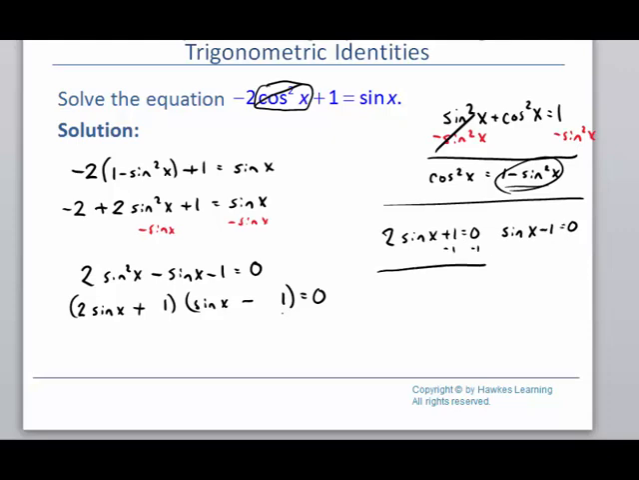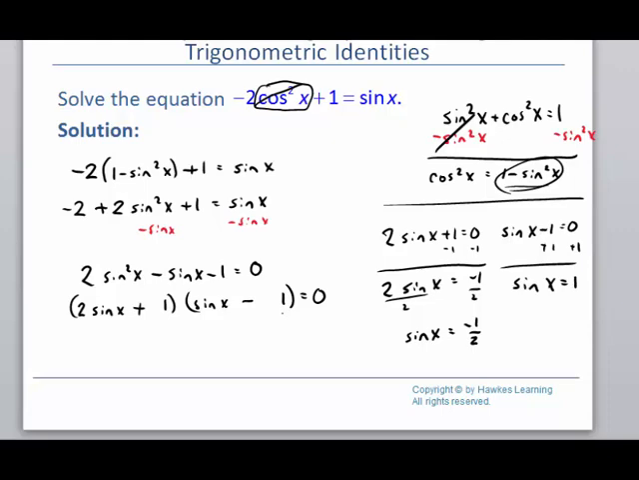So subtracting 1 from both sides gives me 2 sine x is equal to negative 1. Divide both sides by 2. We're going to be looking for places where sine is equal to negative 1/2. On our second equation, we're going to add 1 to both sides. So we're also going to be looking for places where sine is equal to 1.